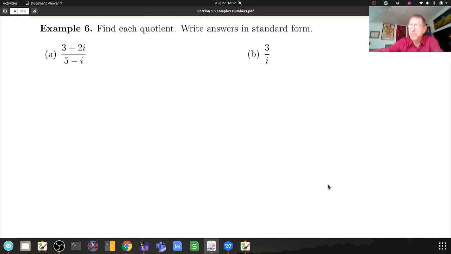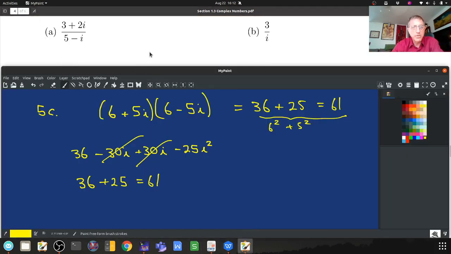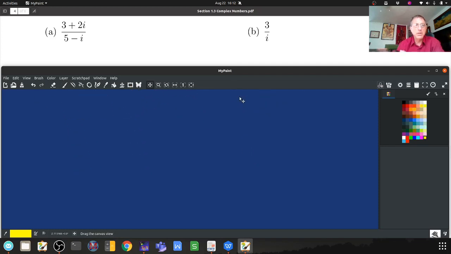So the examples, I'm on example number 6. So we're going to divide. Division is like, how on earth do I divide? So I just said that was 6a, right? Yeah, 6a. So I have 3 plus 2i divided by 5 minus i.